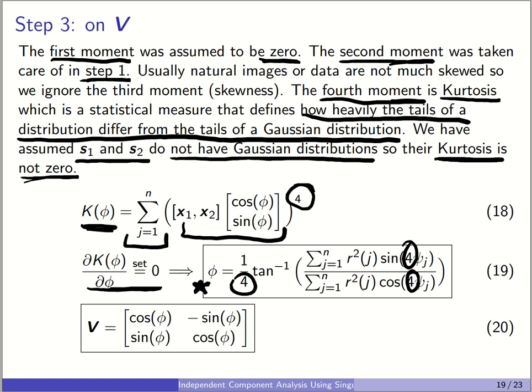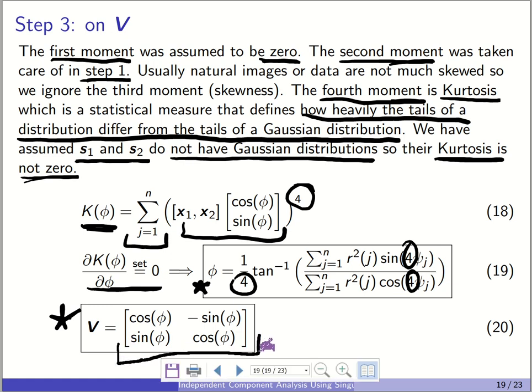So this is phi, and again, as I said, V is another rotation matrix, like what we had for U or U inverse. And V is according to the rotation matrix in 2 dimensions. We have this, but the angle is phi now. So now we have found V.